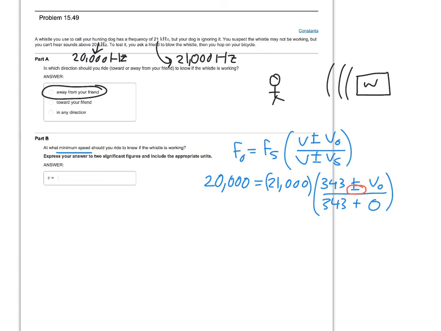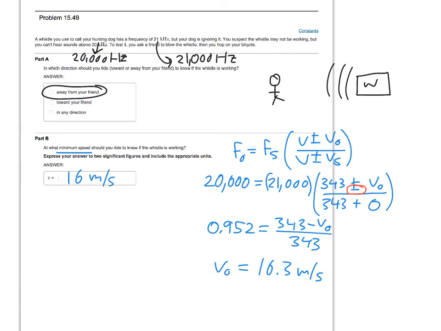We're going to go ahead then and solve for this, so we'll divide both sides by 21,000, and we end up getting 0.952 equals 343 minus V_O over 343. And we solve for the velocity of the observer, and we end up getting 16.3 meters per second. Rounded to 2 sig figs, it's just going to be 16 meters per second.